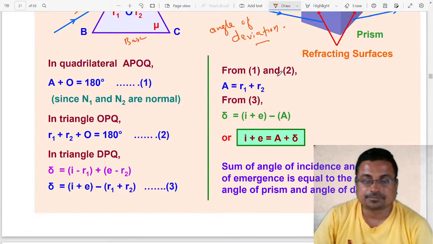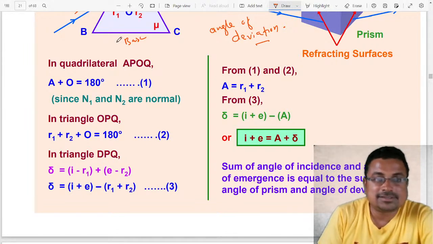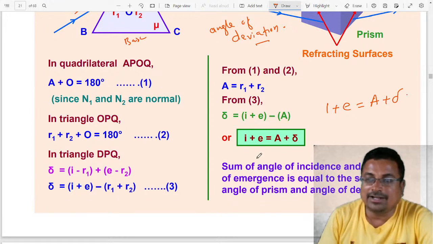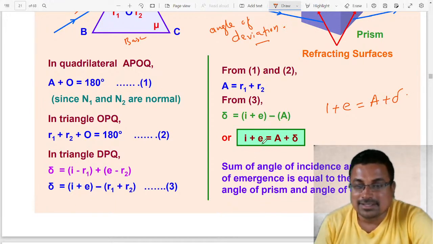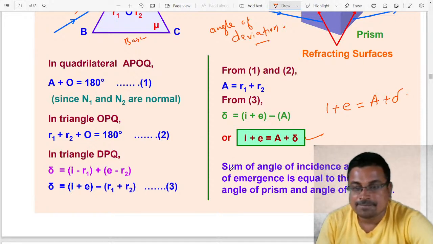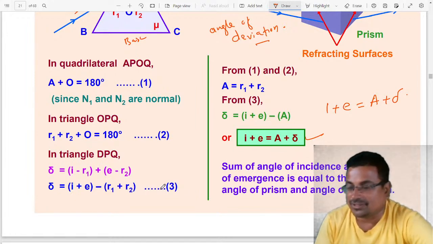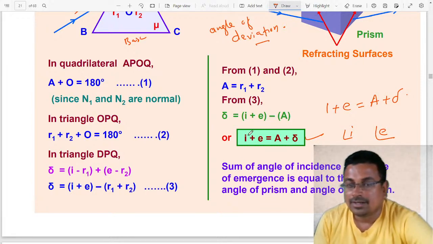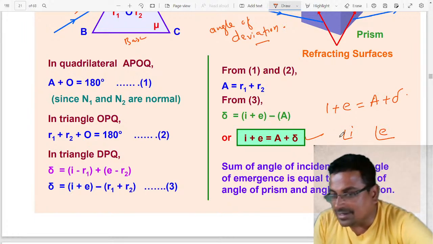So let's see here. In this prism, when the light is passing, after the solution, we get that the sum of the angle of incidence and the emergent angle is equal to the sum of A and delta. This is the result we get from the refraction of light. So the sum of angle of incidence and angle of emergence is equal to the sum of angle of prism and angle of deviation. The angle of incidence is the angle between the incident ray and the normal.